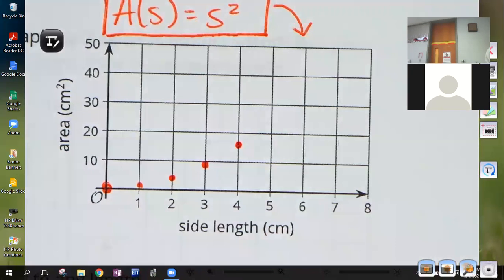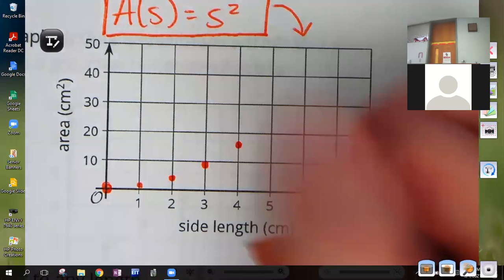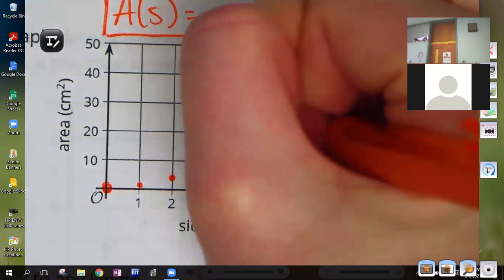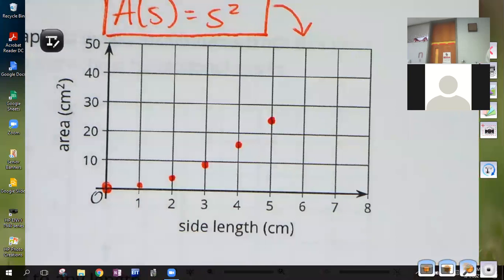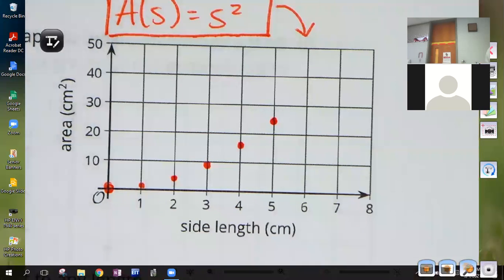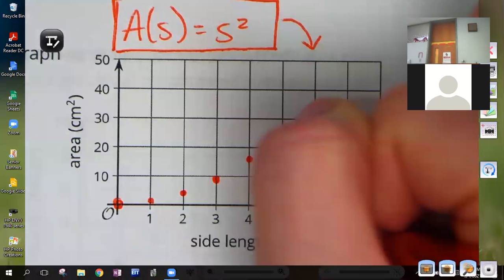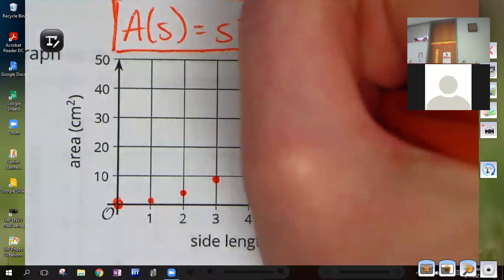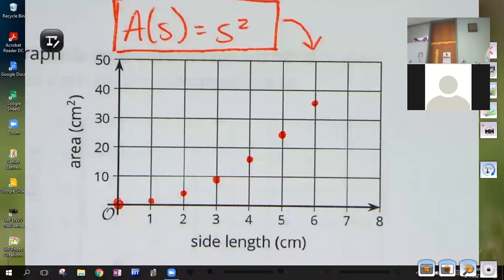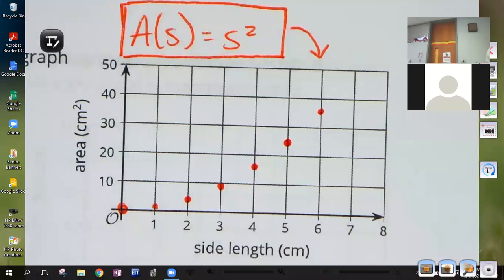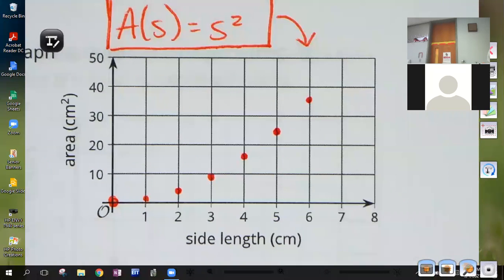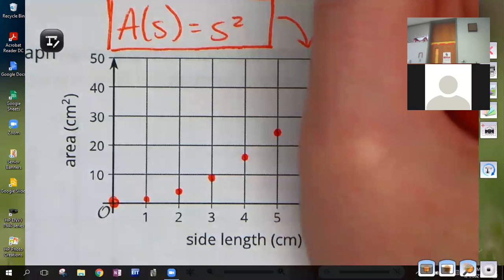All right, what about for 5? 25, so that's right in between 20 and 30. What if we had an input of 6? 36. So it's a little above halfway between 30 and 40. And then we had 7, which is 49, which is right below that 50.